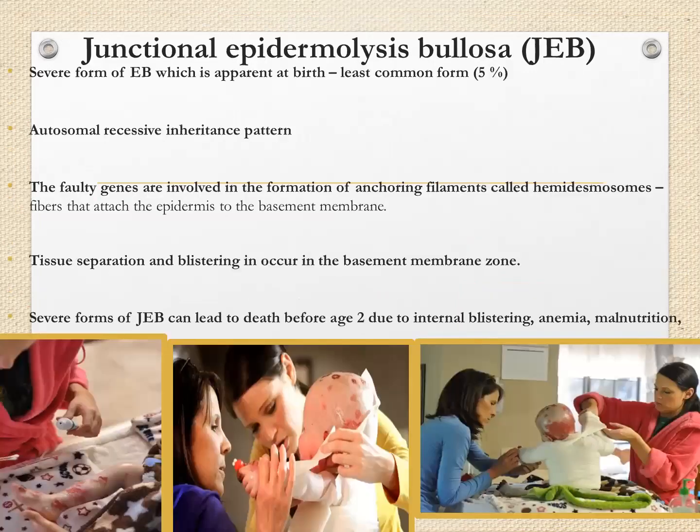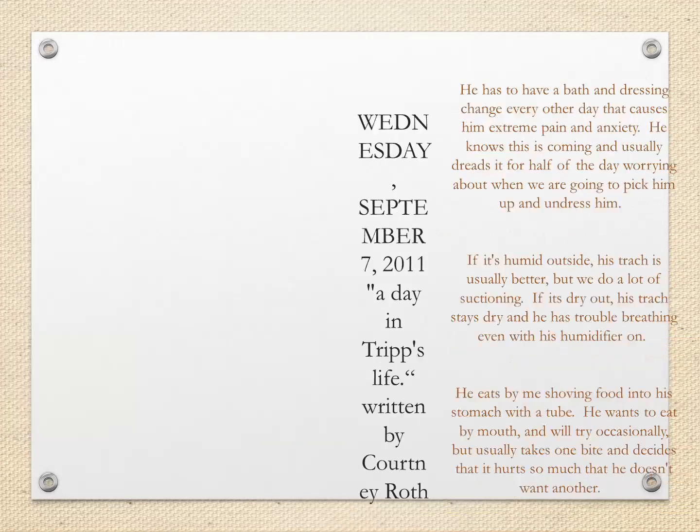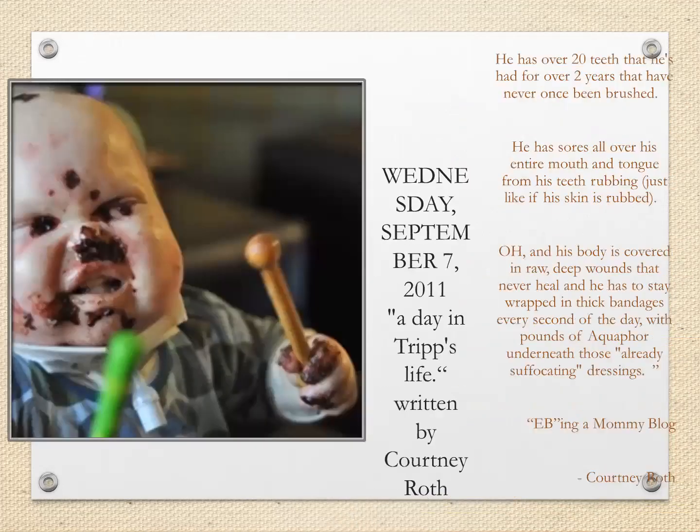Junctional is a more severe form, may be apparent at birth, with autosomal recessive inheritance. Faulty genes affect the formation of anchoring filaments called hemidesmosomes. Tissue separation and blistering is present. Severe forms of junctional EB can lead to death before 2 years of age. This is a child who has this disease, and it's given in a picture. You can just go through it. How terrible the life must be for this baby. You can see all these.